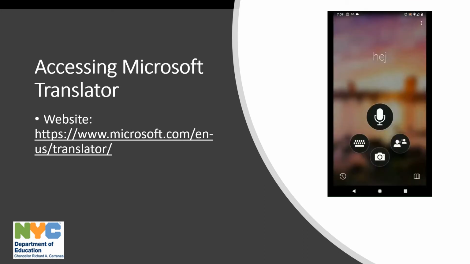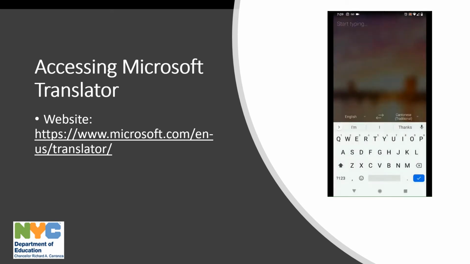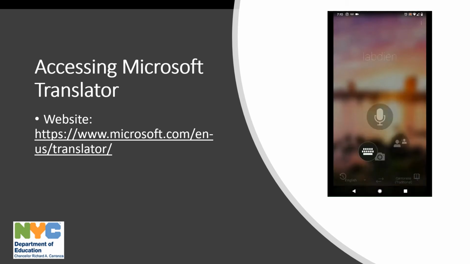All right, so other options you have, in addition to the microphone, which translates speech to text, you can also click on the keyboard. With the keyboard, you can now set your languages again, your spoken language and what you would prefer it translated to, and then you can simply start typing your message. And again, you can have that read out loud. 你好. Let's go back.